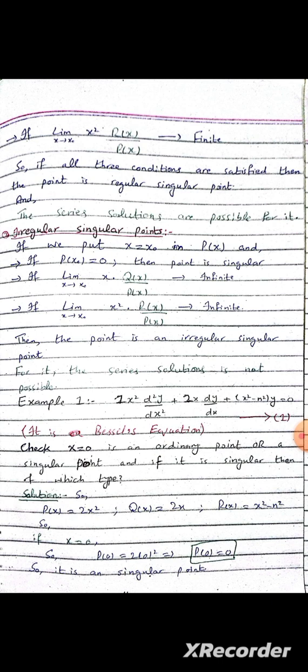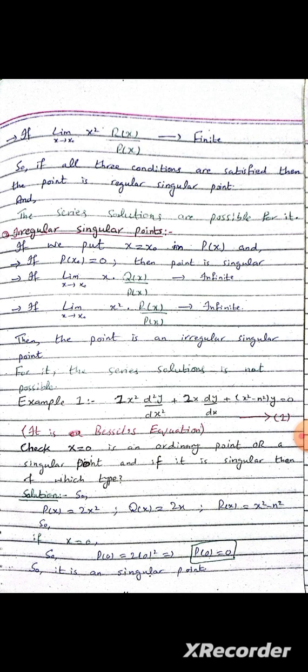Now, point number 2, irregular singular point. If we put x is equal to x naught in p of x, then p of x is equal to 0, so the point is a singular point. And if we apply the limit x approaches x naught of x into q of x by p of x, and we obtain an infinite number. Similarly, we apply the limit x approaches x naught of x square into r of x by p of x, and we obtain an infinite number. Then the point is an irregular singular point. And for this point, the series solution is not possible.